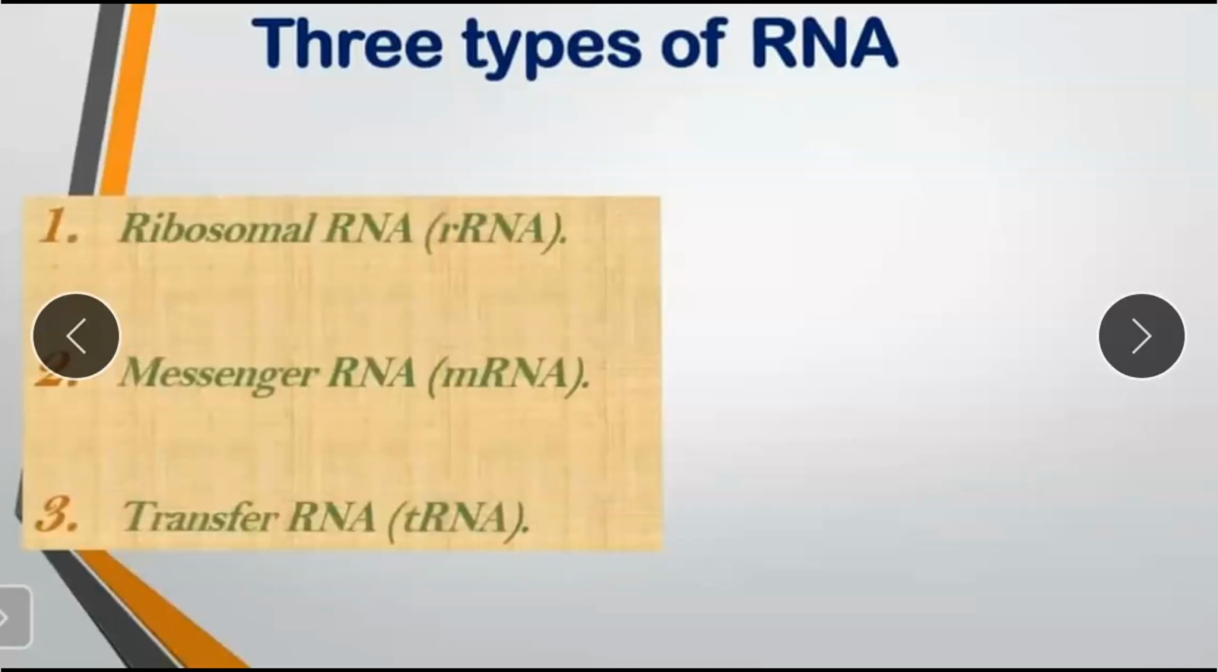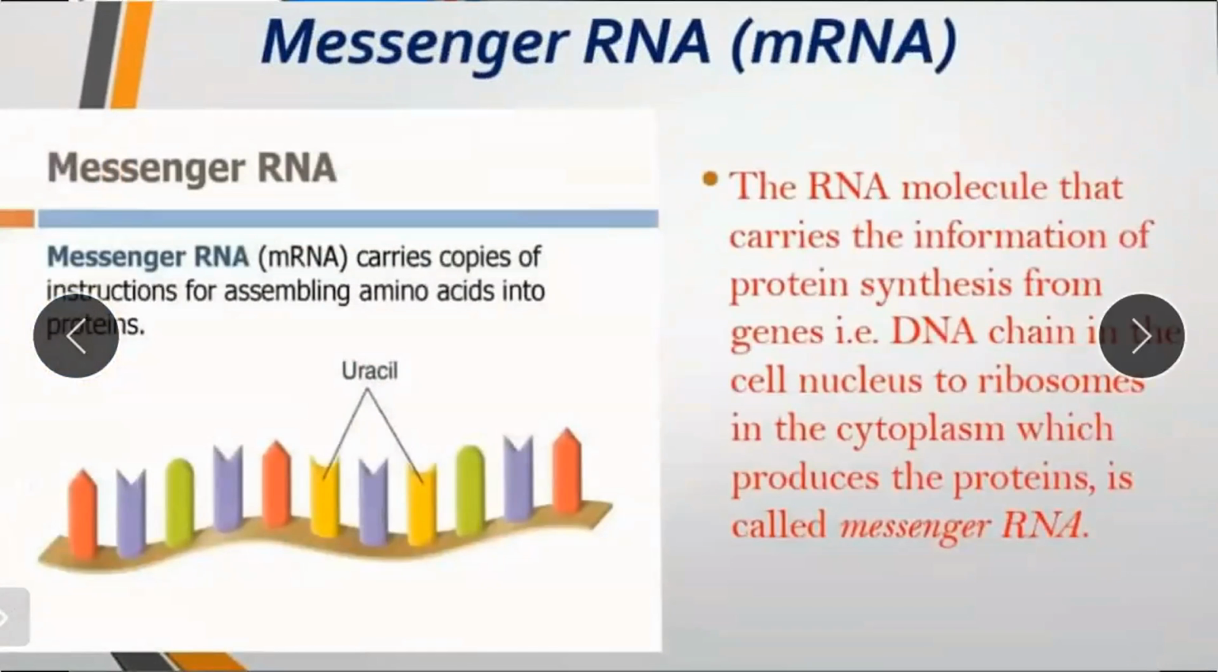Now, moving further, we will see in detail, first of all, the messenger RNA. What is messenger RNA? You can see the picture in your textbook also. Its short form is mRNA, and it carries the copies of the instructions for assembling amino acids into proteins. The name itself indicates the function of messenger RNA: to carry the instructions for assembling amino acids into proteins.